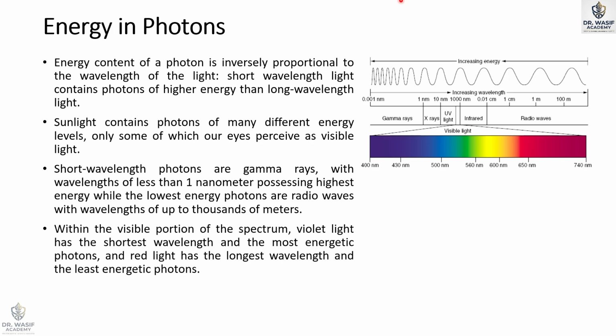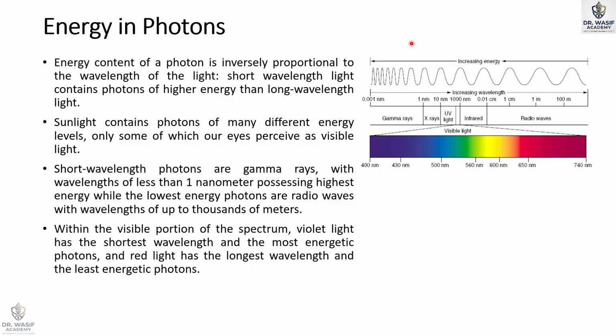So our eyes can only see a tiny slice of this, ranging from 400 nanometer to 740 nanometer, which we call visible light. Within this rainbow, violet light has the shortest wavelength, 400 nanometer, and the most energetic photons. On the other end is red light, which has the longest wavelength and the least energetic photons.